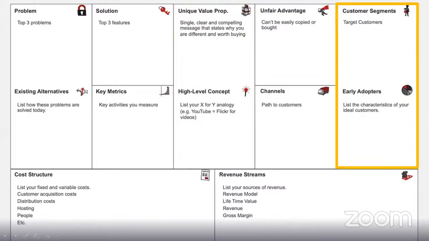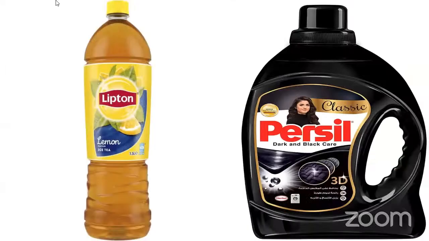So let's go to the fourth box, which is the customer segments. Who are you going to develop this for? Who are your early adopters? Who else wants your product? In this, I have two examples. One we discussed yesterday, but the second one really went in a direction that was not expected.